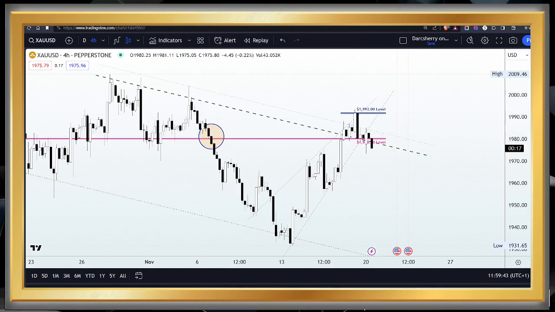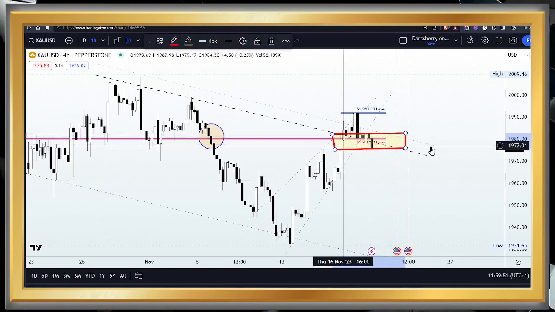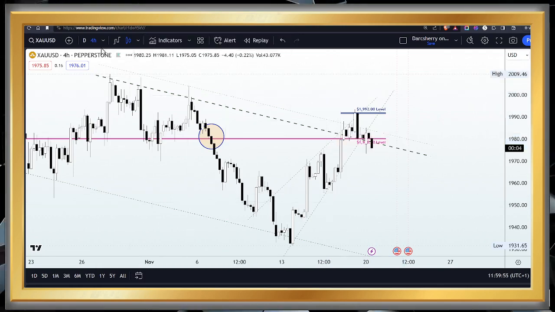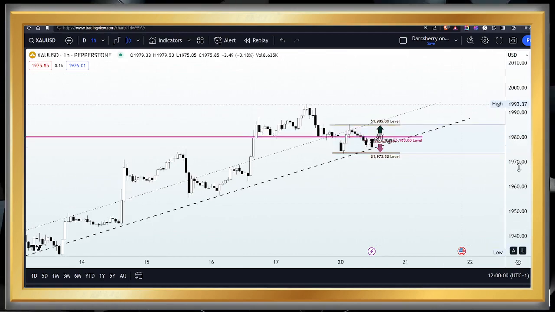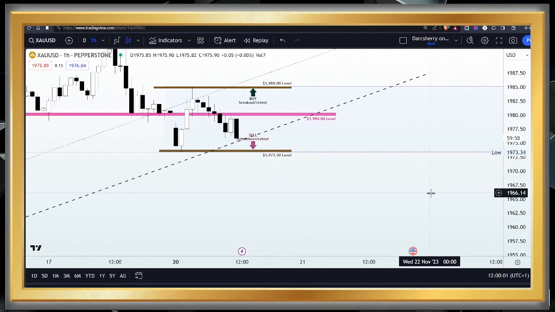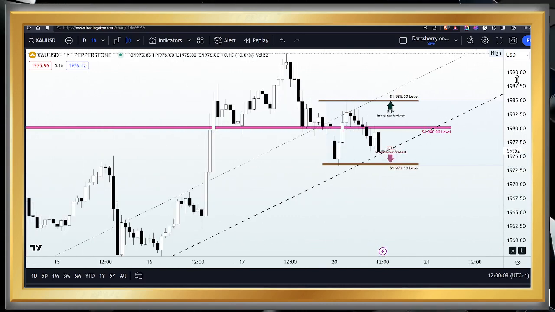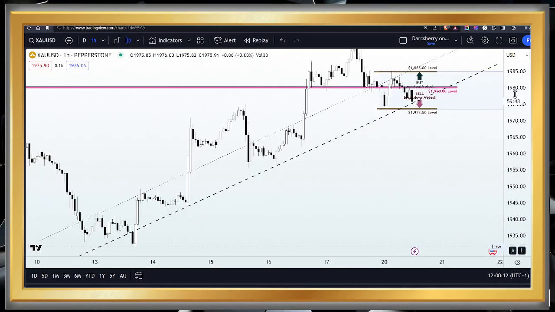Now, let's scale down into the 1 hour time frame so that we can see how participants in the market have been reacting to this crucial juncture since the beginning of this week. Now, if we scale down into the 1 hour time frame, we'll begin to see things more clearly, as you will see price has been trading just right around the 1980 area, which further emphasizes the importance of the structure.